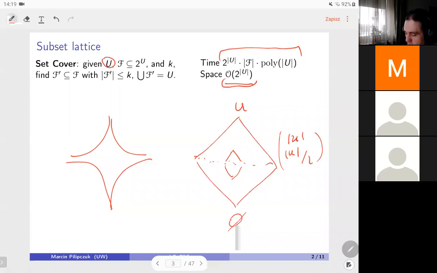But you also need this space, because you are keeping track, with a memory cell for every subset of the universe. What's the minimum number of sets that can cover this subset? This is your subproblem in the dynamic programming algorithm. Okay, so this is something that Michał showed you at some moment.